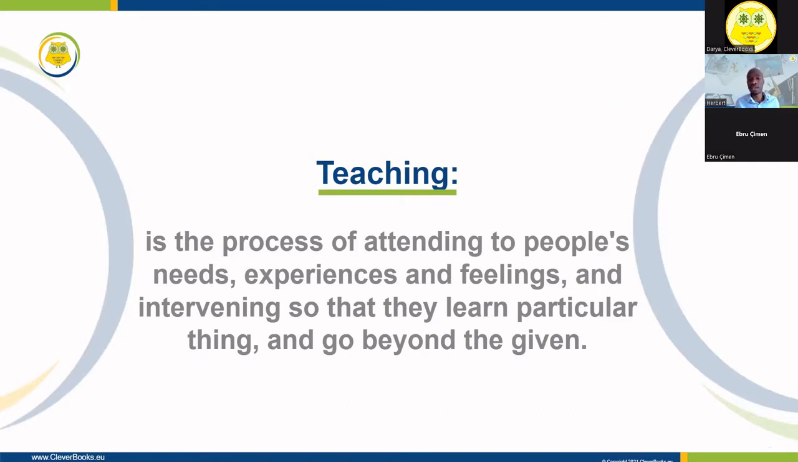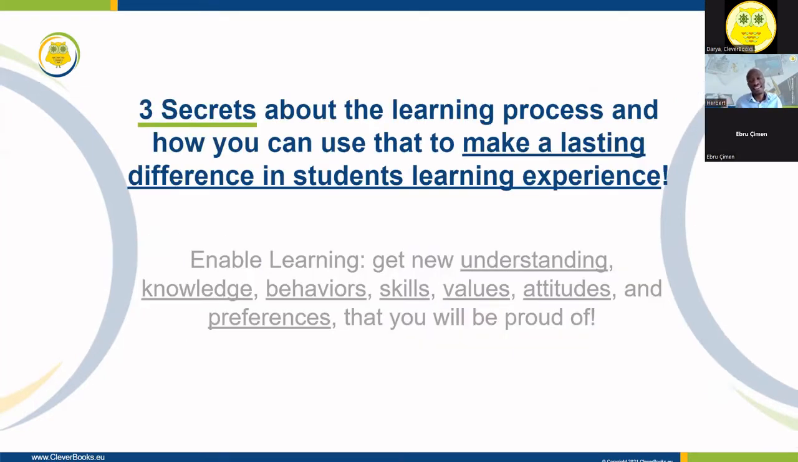So first we attend to their needs, experiences, and feelings, and then we intervene to allow them to learn, and then help them go beyond what we've just given them so they can excel in their potential. And so that's a very big responsibility. And for some of us right now, you're probably wondering, I'm already overwhelmed. Do I really need to be thinking about all of these? We will get into that and I'm going to show you how to simplify everything, right?